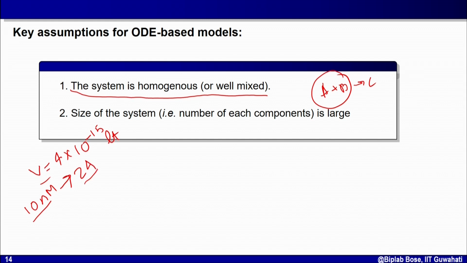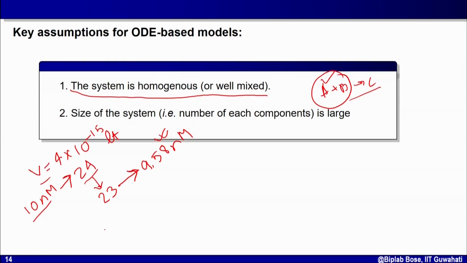Now suppose by this reaction A plus B giving rise to C, 1 molecule of A is used up. So that becomes 23 molecules. Now if you convert this 23 molecules into concentration terms, it will become 9.58 nanomolar. So from 10 nanomolar, it becomes abruptly 9.58 nanomolar. So there is an abrupt change in the concentration just because one molecule has reacted to create C.